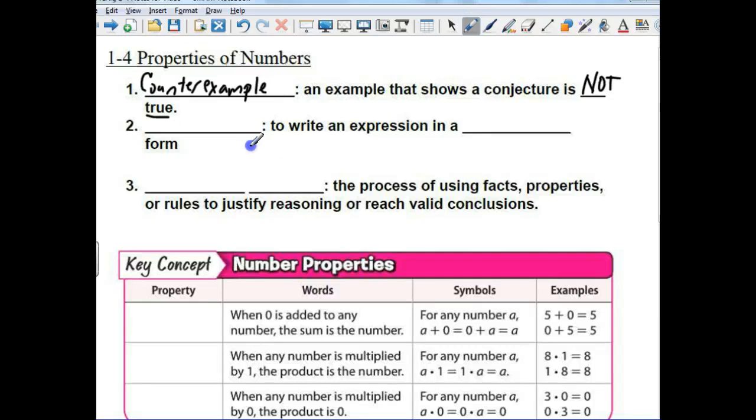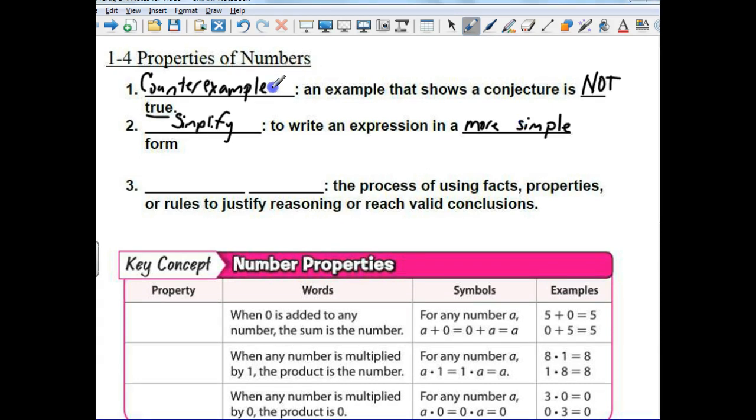And number two, the word for the blank there is simplify. To simplify means to write an expression in a more simple form. And we'll get into that in some examples on the next page in a few minutes.